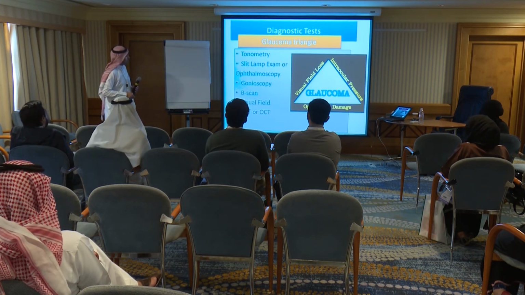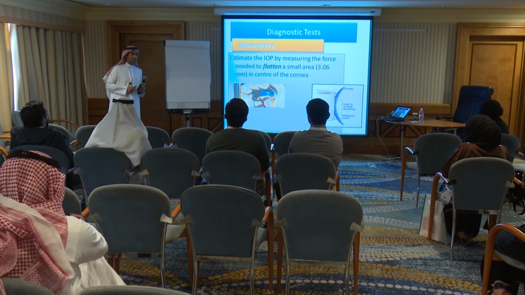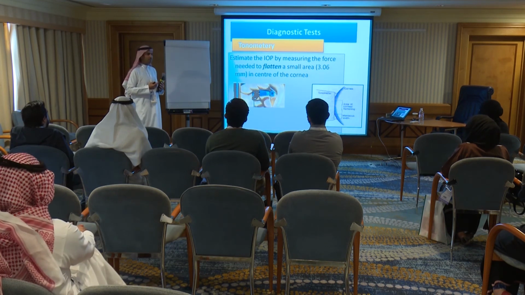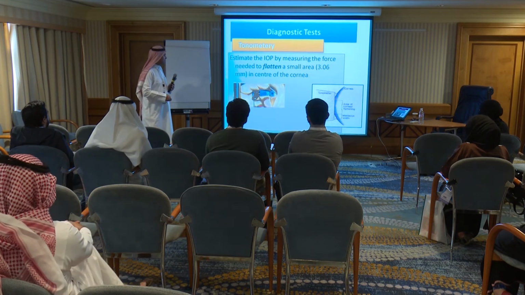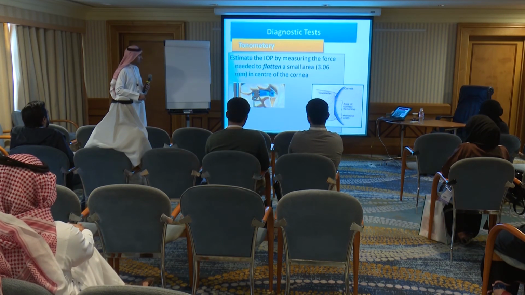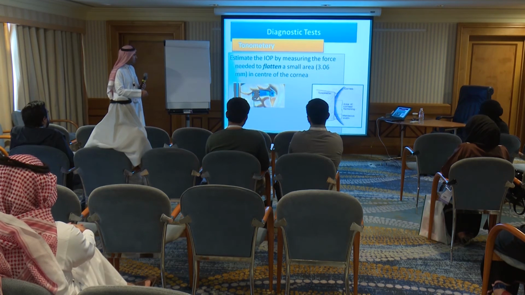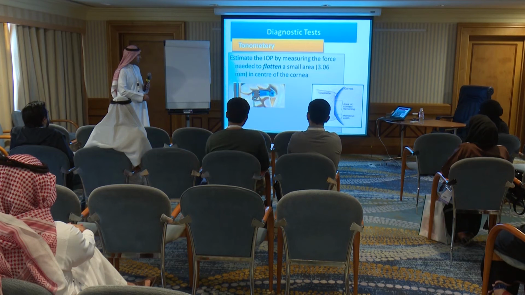For IOP, of course, let's go here: tonometry. What is tonometry? That is measurement of intraocular pressure. We have many instruments to measure the intraocular pressure, including the Goldmann applanation tonometer. This is the most accurate instrument in clear corneas.